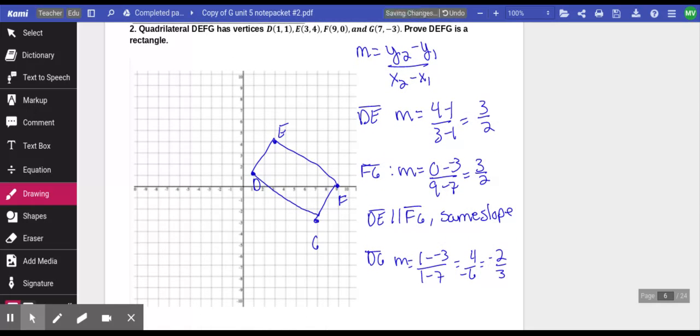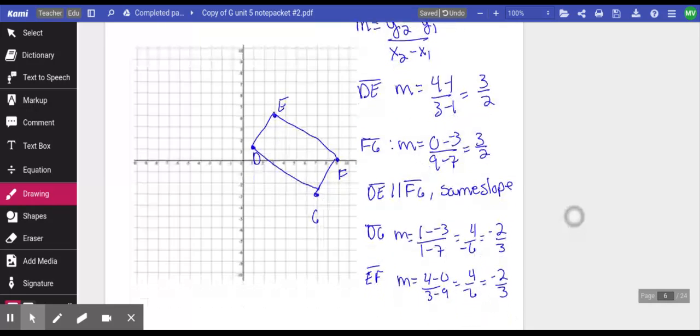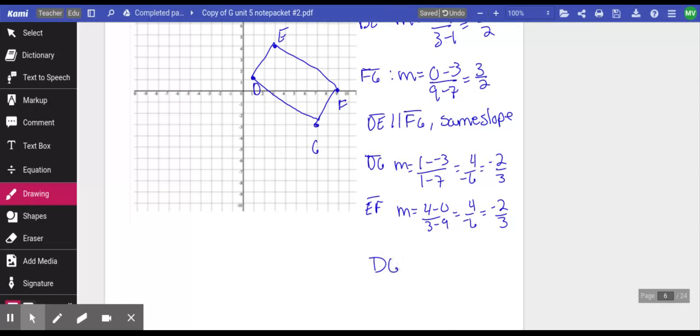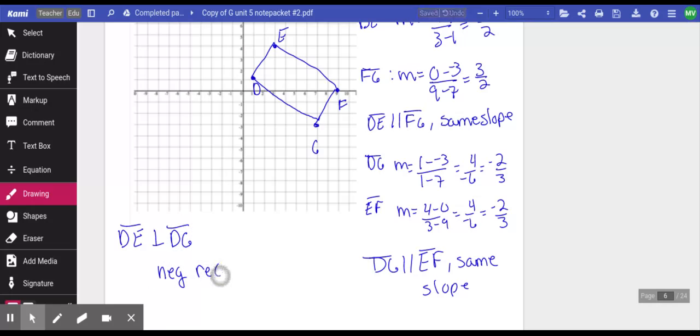Then I find my slope of EF. Notice I show all my numbers. So it's 4 minus 0 over 3 minus 9. That's 4 over negative 6, which reduces to negative 2/3. So that means DG is parallel to EF. Same slope. And then I'm going to pick two sides that are next to each other. So DE is perpendicular to DG. They have negative reciprocal slopes.